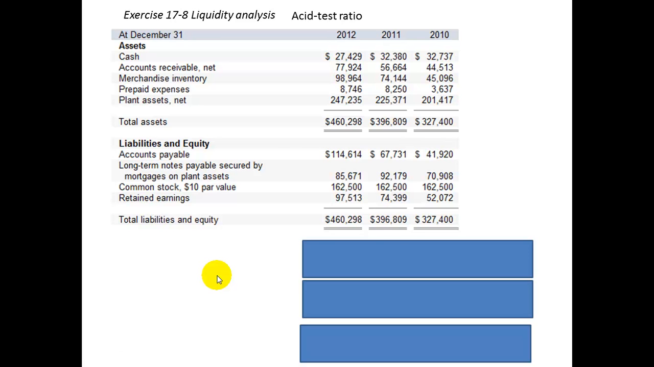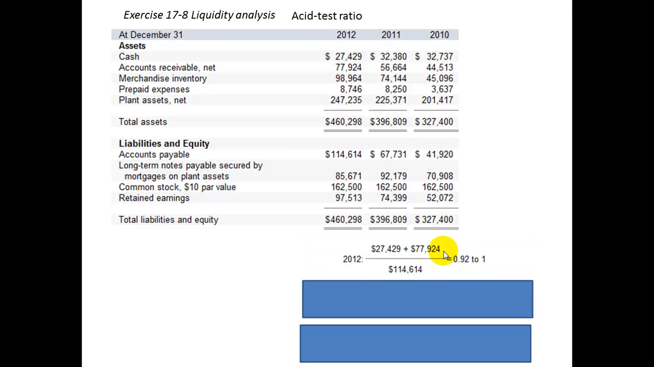The acid test ratio for this same set of numbers, start with 2012, will be the quick assets. The quick assets are things you can turn into cash quickly, and here we've only got cash and accounts receivable. That's the only two quick assets that we have. Merchandise inventory and prepaid expenses are not considered quick assets because it takes a lot longer for them to turn into cash, plus you get a lot less, usually 50 cents on the dollar or something less for those.